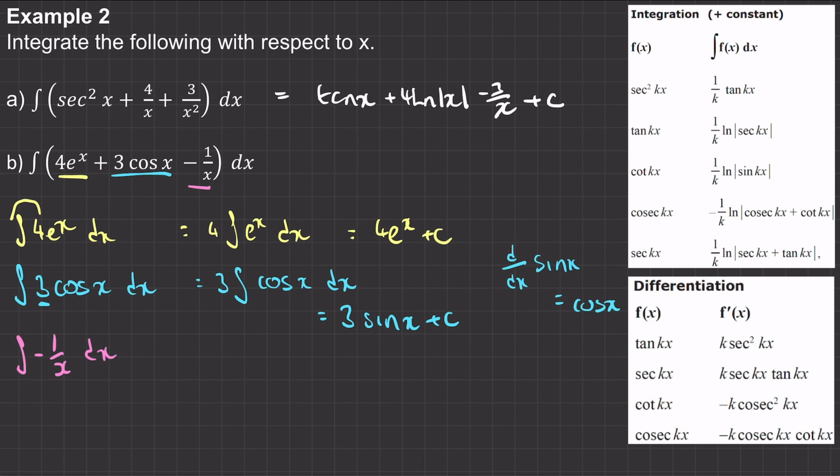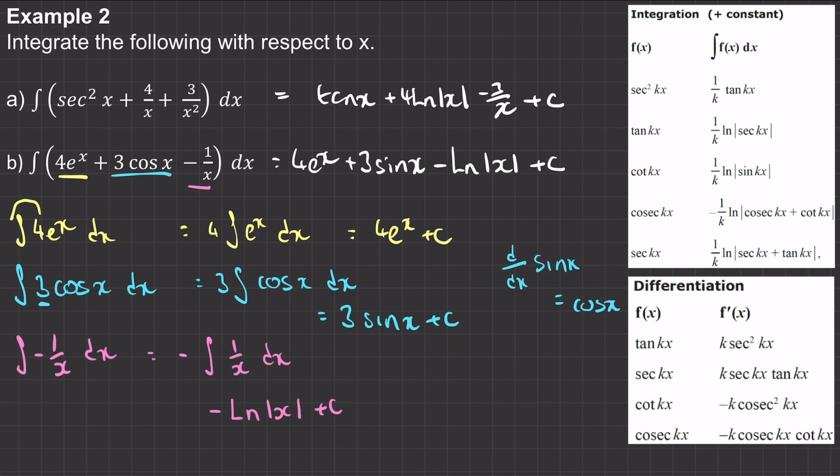And then for our last part, we have minus 1 over x. We can move a negative out in front of the integral. And like we saw a minute ago, the integral of 1 over x is the natural log of x. So minus the natural log of x plus c. So our final solution is we can add these together, and we get 4e to the x plus 3 sin x minus the natural log of a magnitude of x plus the constant c. Okay?